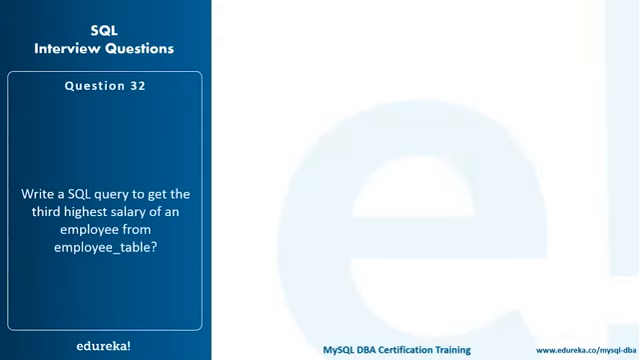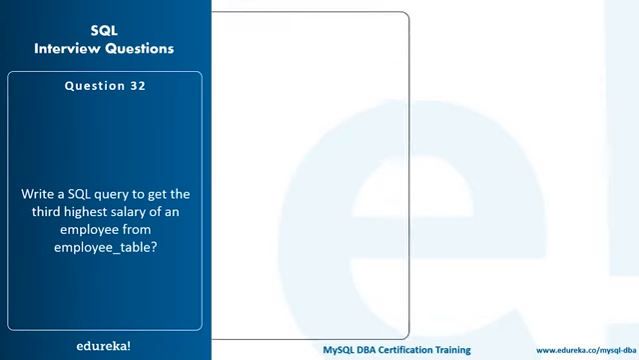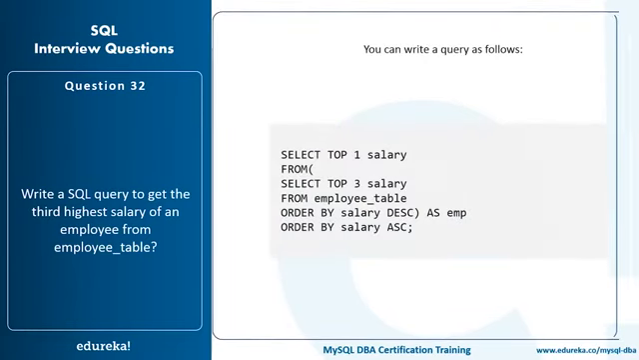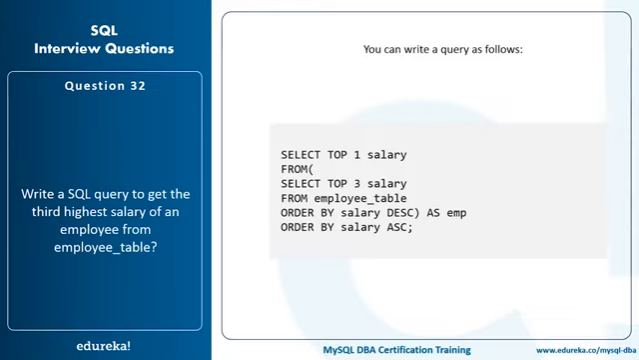Now let's move forward to our next question, that is write a SQL query to get the third highest salary of an employee from an employee table. Now to get the third highest salary of an employee from an employee table, you can write a query as you can see on the screen. You can just mention select top 1 salary from and then write a subquery which says select top 3 salary from employee table, order by salary in a descending order as emp, and then again order by salary in ascending order for the outer query. So you can write a query like this, guys.